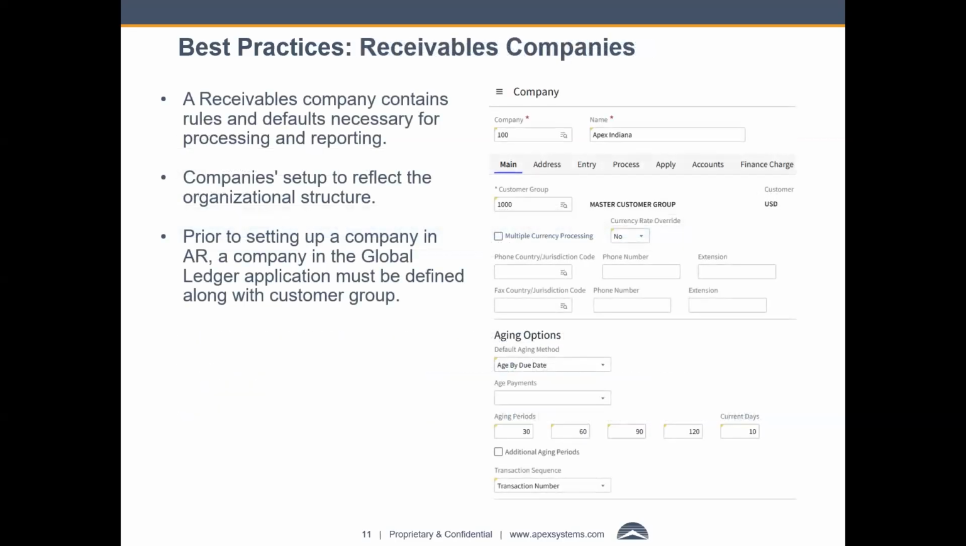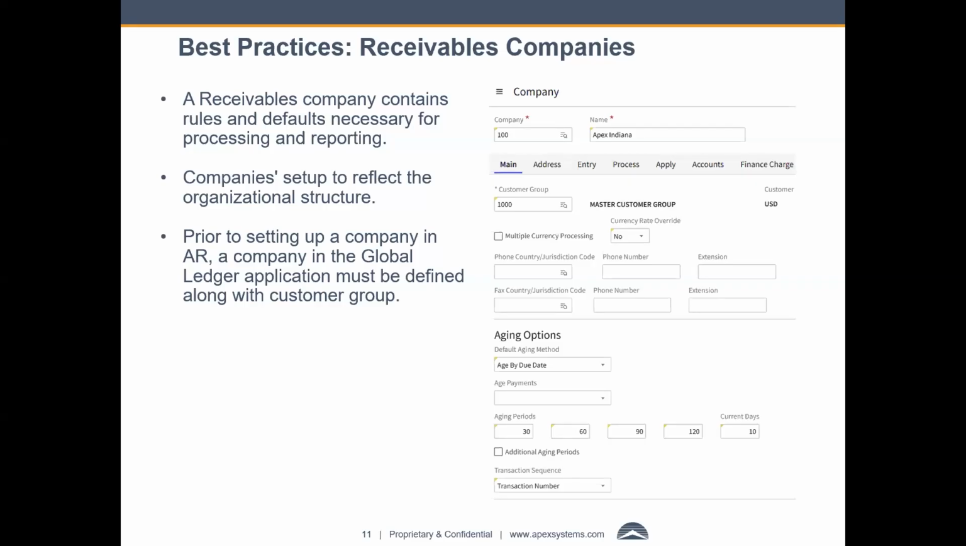Receivable company. A receivable company contains rules and defaults necessary for processing and reporting. Company setup should reflect the organizational structure. Prior to setting up a company in AR, a company in the global ledger application must be defined along with a customer group. Each receivables company must correspond to a global ledger company.